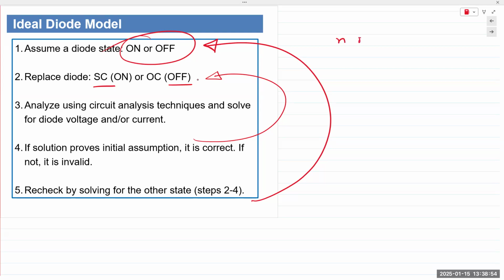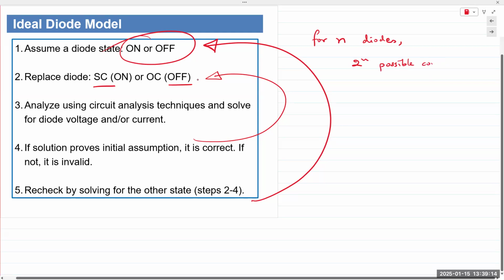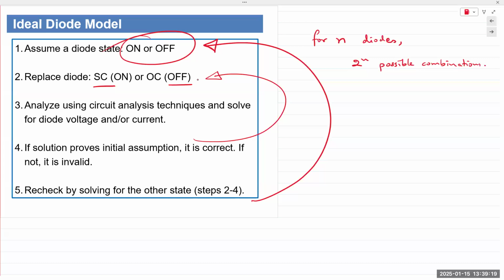For n number of diodes, we can have 2 raised to n possible states. Not possible states, possible combinations. Okay, if you have n diodes in a circuit, each diode has 2 possible states, so we have 2 raised to n possible combinations.